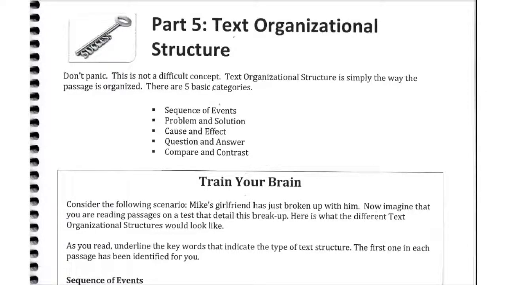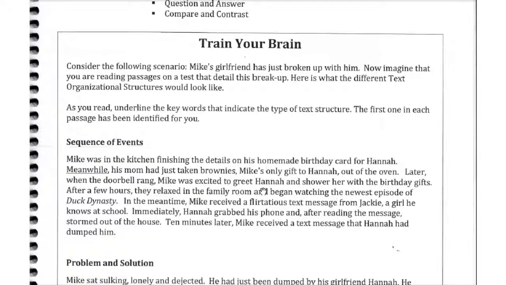We're going to talk about text organizational structure. Don't panic. This is not a difficult concept. Text organizational structure is simply the way the passage is organized. There are 5 basic categories: sequence of events, problem and solution, cause and effect, question and answer, compare and contrast.